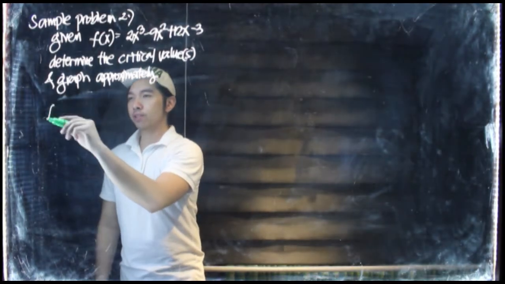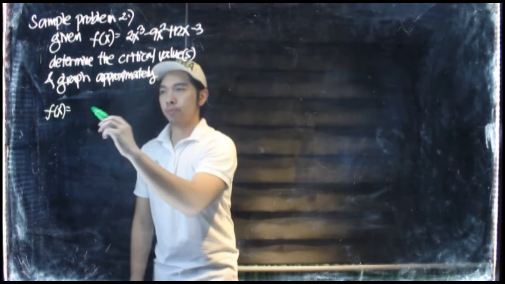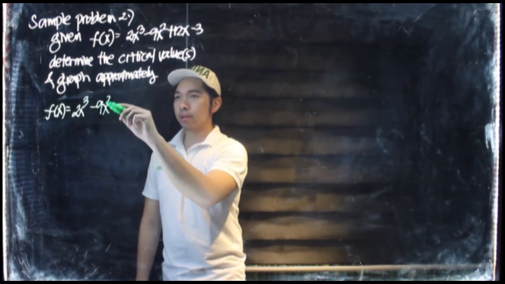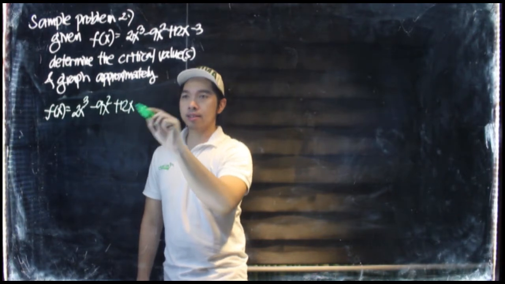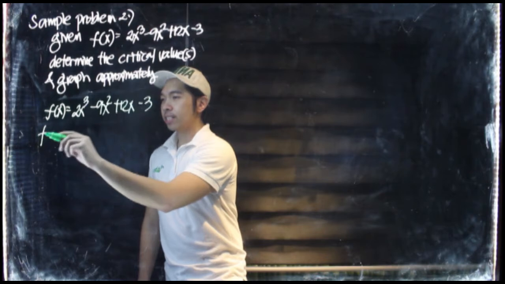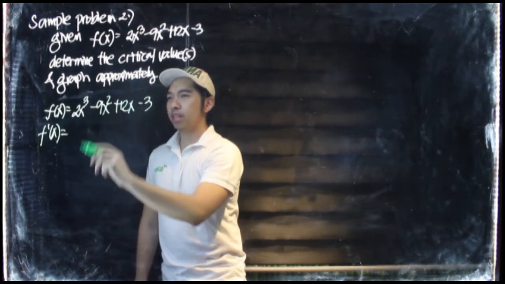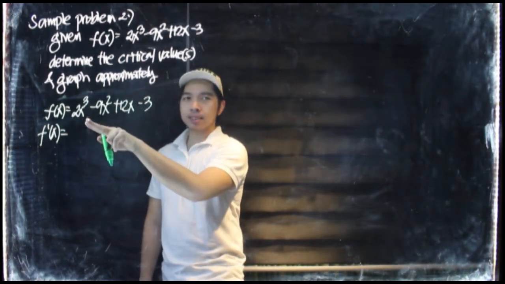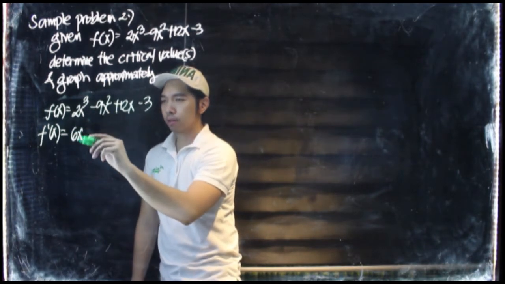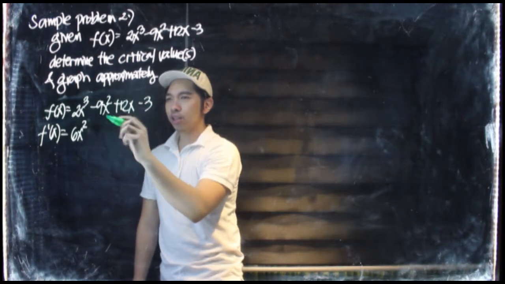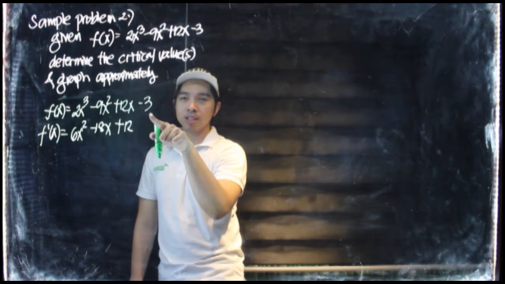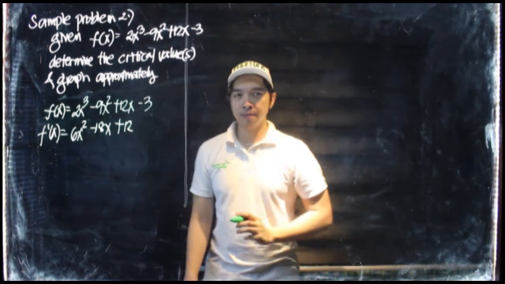So let's copy that. f of x is equal to 2x cubed minus 9x squared plus 12x minus 3. So our first derivative f prime of x would then be equal to, derivative of this, we bring down 3 and then solve this, so that would be 6x squared. Derivative of this would be negative 18x, and then plus 12. Derivative of a constant is simply 0, so we can simply neglect that.